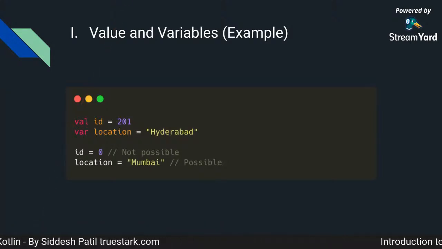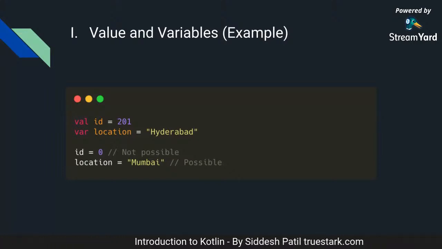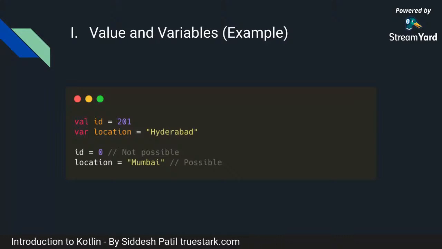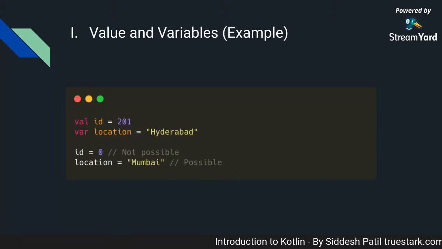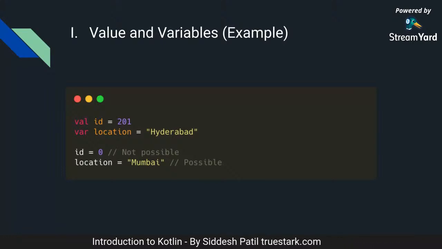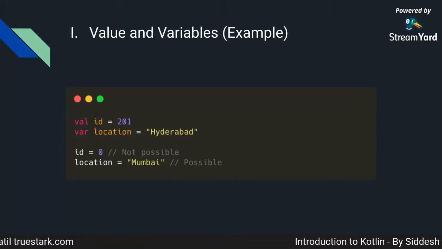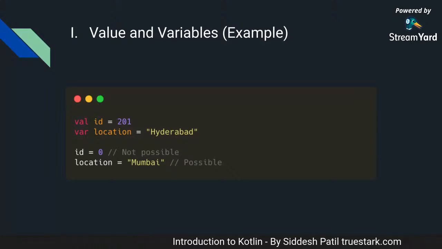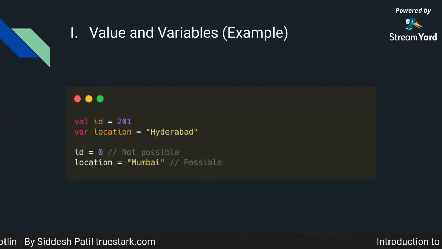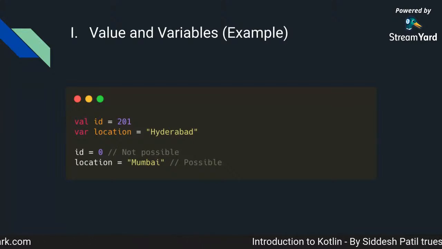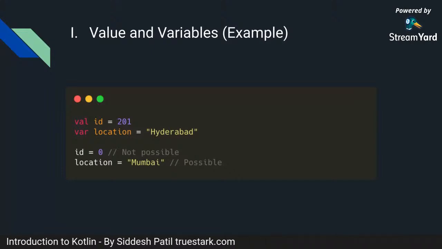In this example, I have declared a val, which is an ID, and it has a value of 201. It can have any value. And then there is a var, which is a variable. It can have a variable value and you can change it. I have assigned it a value of Hyderabad. If I try to reassign a value to the ID, it's not possible. The compiler will throw an error, it will not compile. In the same sense, if I try to assign another value to location, which is a variable here, it is possible because with variables you can assign values again. So in basic, val and var are what we use for declarations.